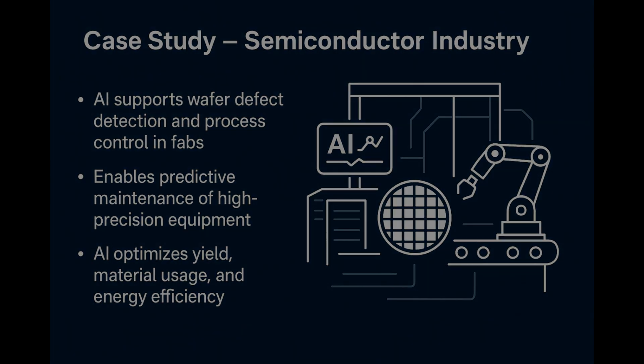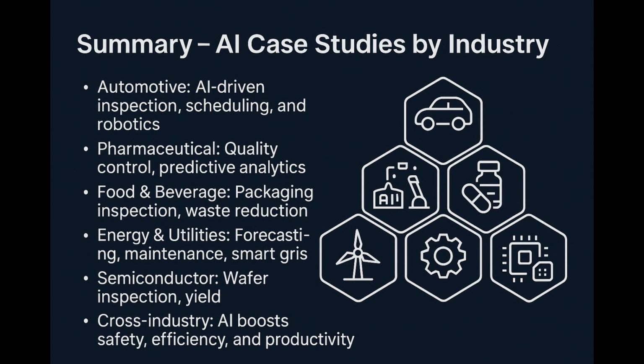Let's wrap up this section with a quick summary of where AI is making a tangible impact across industries. In automotive, AI enhances visual inspection, robotic precision, and predictive maintenance, supporting high-throughput, high-precision production. In pharmaceuticals, AI ensures compliance and batch quality, improves sterile operations, and automates documentation workflows. In food and beverage, it boosts inspection accuracy, optimizes process control, and reduces waste in highly sensitive production environments.